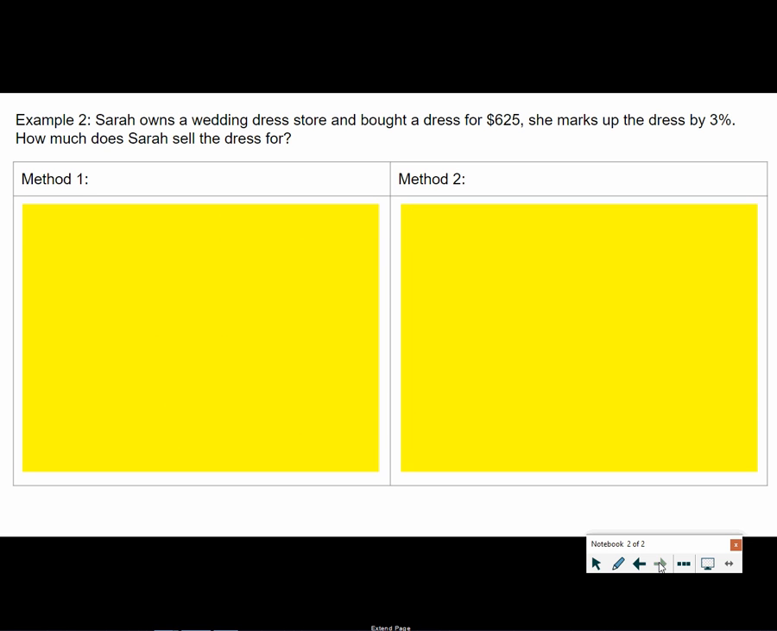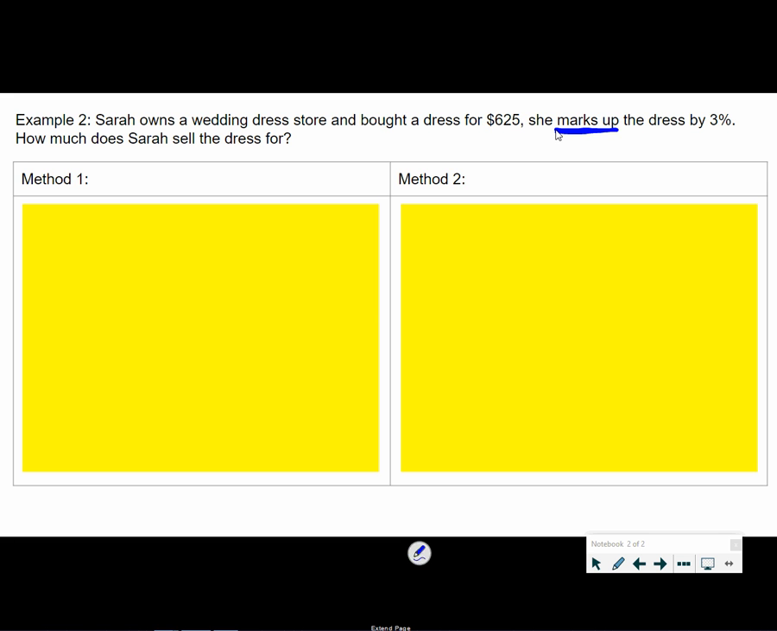Okay, example number 2. This time, we're doing a markup. A markup is an addition problem because we're adding on to the original price. Sarah owns a wedding dress store and bought a dress for $625. She marks up the dress by 3%. How much does Sarah sell the dress for?